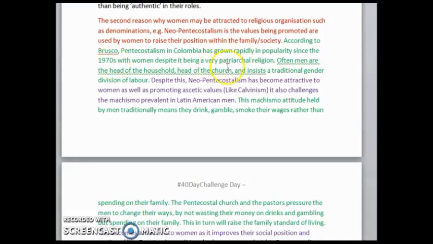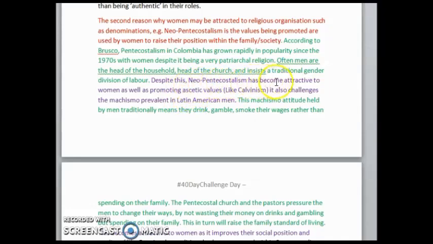We've got a little bit of analysis as well within that explanation, because we're saying, well, despite it being patriarchal, it is still appealing to women despite that. So men are often the head of the household, head of the church, and it often insists on a traditional gender division of labour, so the expressive and the instrumental role, like what we've mentioned in the previous paragraph. Now we're linking it to the question.